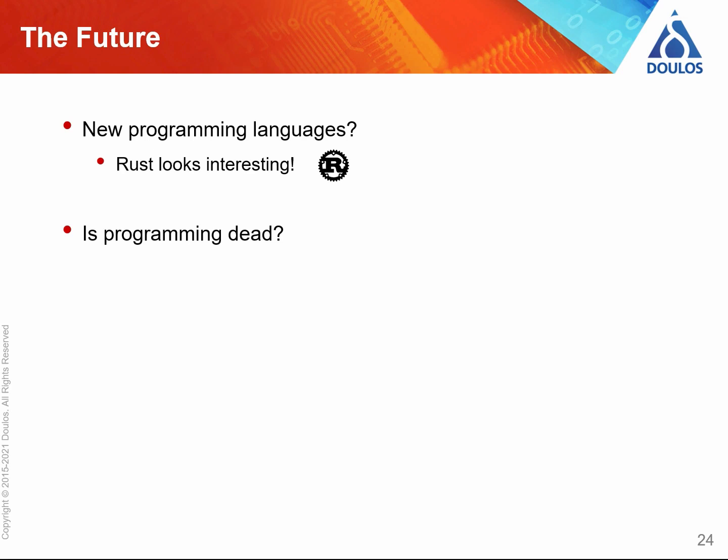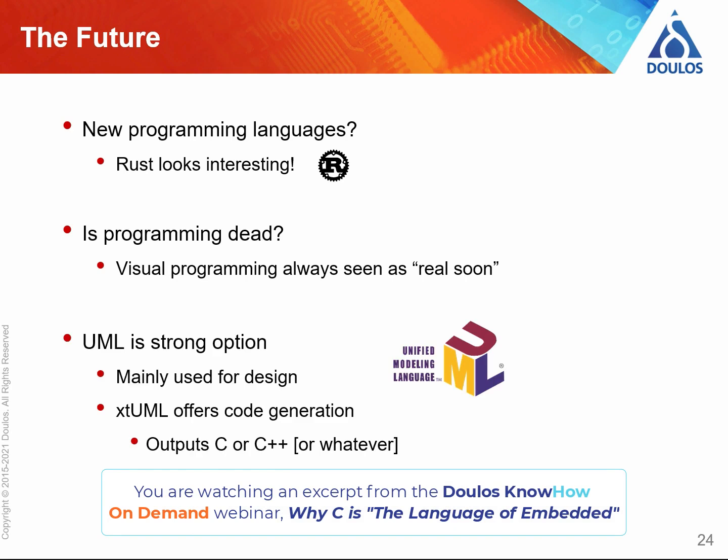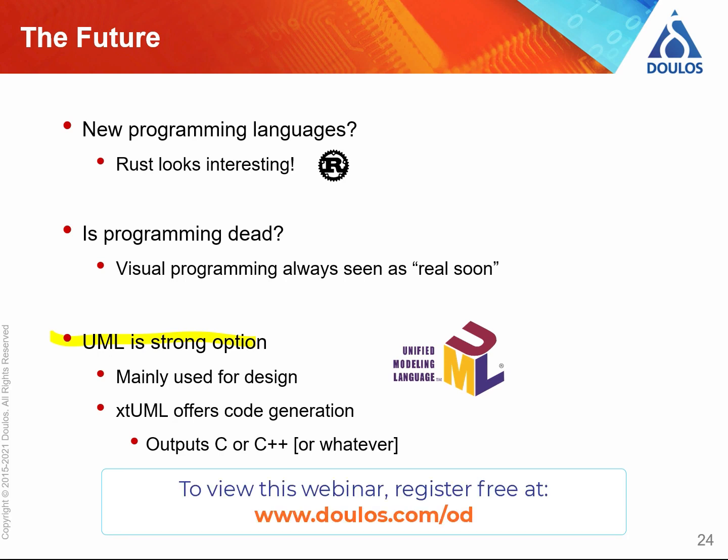You might have also heard people mentioning that perhaps programming is dead. Perhaps there are better ways of actually implementing embedded systems. Visual programming has often been listed as a better way of doing things, but it never quite seems to arrive. One technique that is here today is UML, the Unified Modeling Language, a high-level approach where you can draw diagrams and represent your system, and there are even tools that can generate code from that, so output C or C++ or whatever. Haven't come across anything that will do the same thing for hardware, but you never know what might be around the corner.